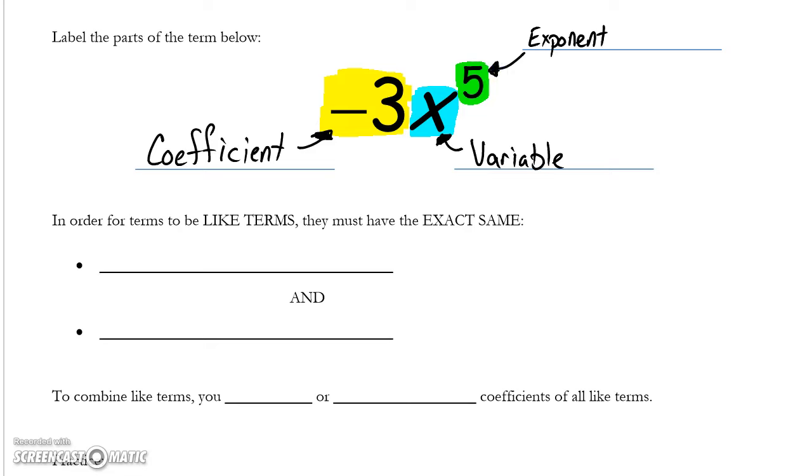Now, we define that because what we're talking about now is combining like terms. And there's a very specific definition of what like terms are. They must have, whether it's 2 terms or 3 terms or 4 terms, however many terms there are, the exact same variable and the exact same exponent.